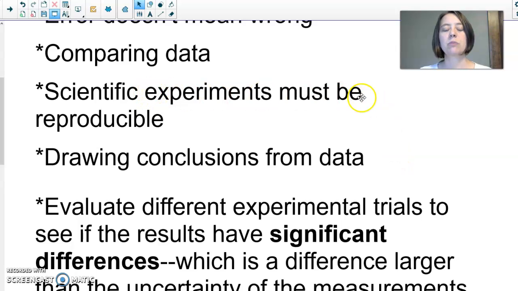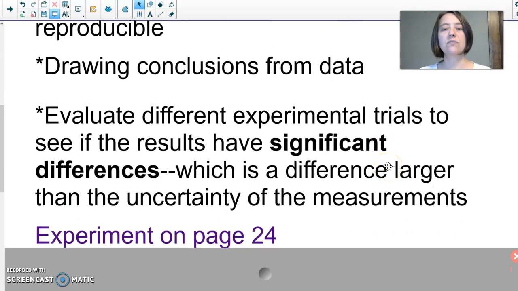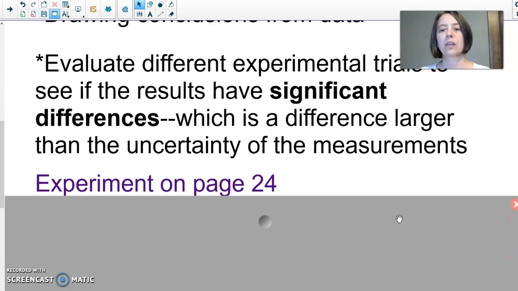Scientific experiments must be reproducible, and we need to be able to draw conclusions from our data. So we need to know what the uncertainty of our measurements is to know if we have significant differences between two trials or not. A significant difference is when the difference between trials is larger than the uncertainty of the measurements. So let's look on page 20.